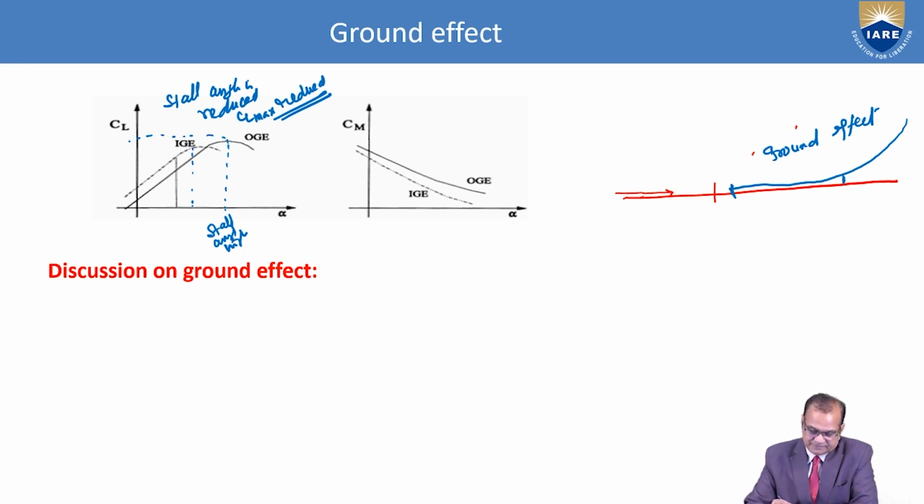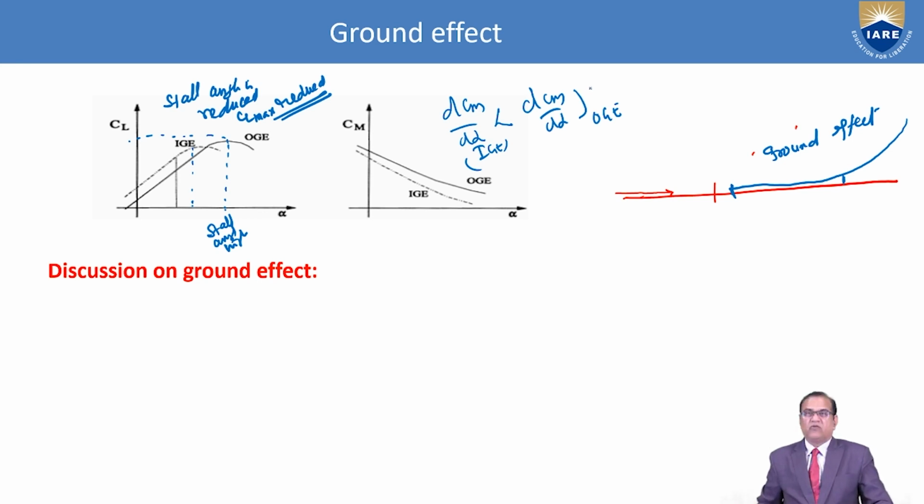Now I will see about the CM. So if you see the CM out of ground effect and the in ground effect, and if you see here the in ground effect, your dCm by d alpha is less than dCm by d alpha of OGE, and this is the IGE, in ground effect, and this is the out ground effect. So this is the effect of the ground effect on the aircraft when you are flying near the runway.